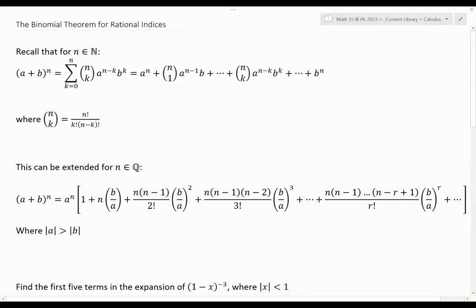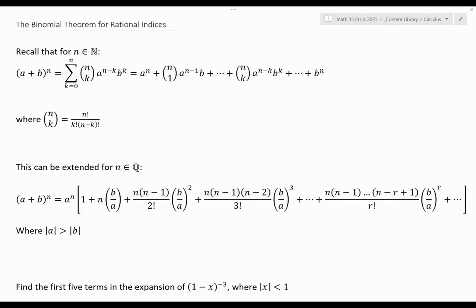Hello. In this video, we're going to have a look at the binomial theorem, but for powers that are not necessarily just whole numbers. So what we've already seen is that when n is a natural number, we can use this binomial expansion theorem, which uses combinatorics.